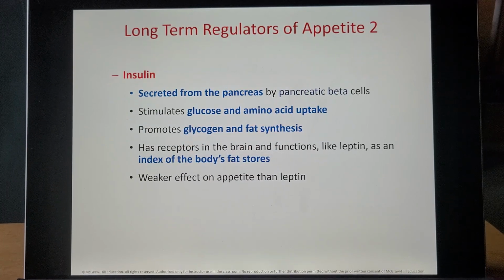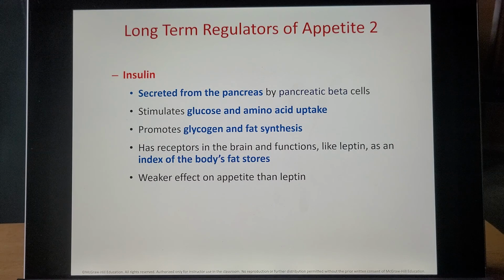The other one is insulin. So this is secreted by the pancreas. So when you eat and glucose is part of your meal, then that stimulates the release of insulin. So it tells your cells to take up glucose from the bloodstream as well as take up amino acids.